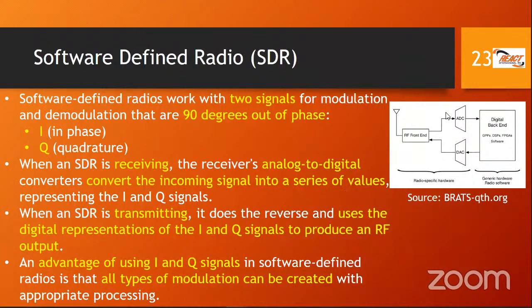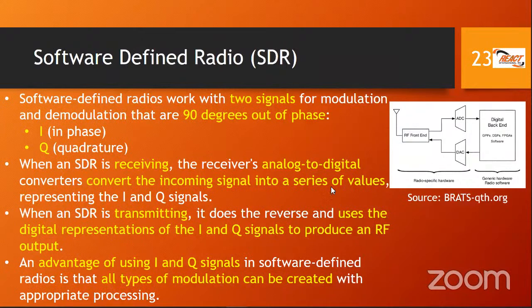So we have a simple diagram on the right-hand side here that shows where you have your antenna and your analog to digital conversion and your digital to analog conversion, depending on whether you're receiving coming in or you're transmitting going out.